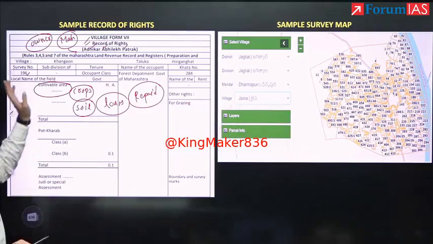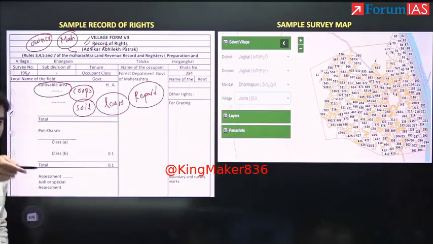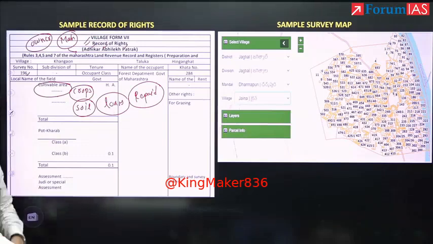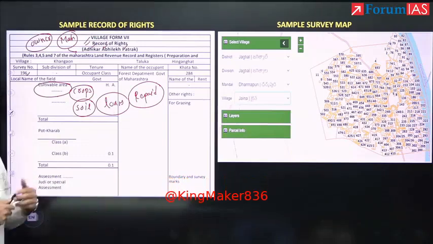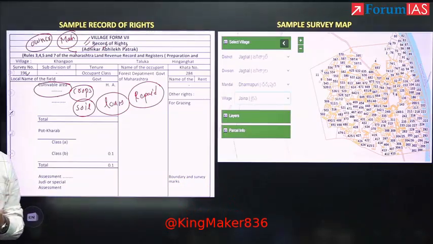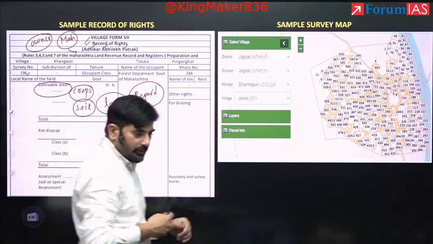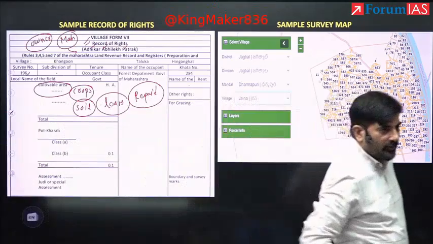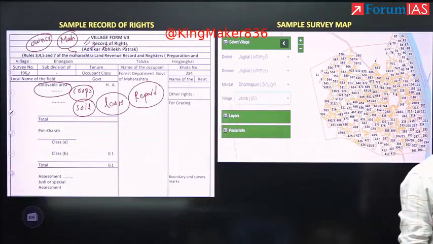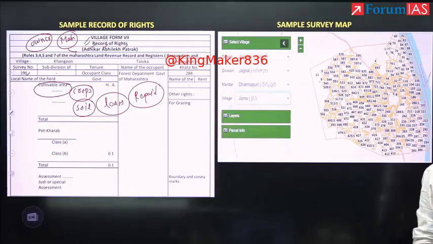Okay, next is the survey map. Under that only, it is maintained by the revenue department. Maintained by the revenue department. Okay, next one is the survey map. Put a hyphen and write: spatial map.